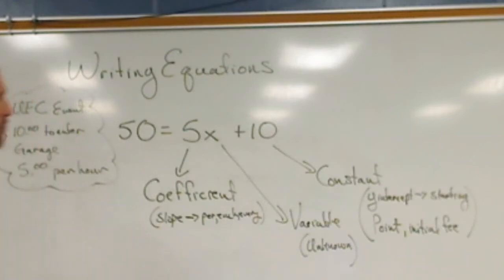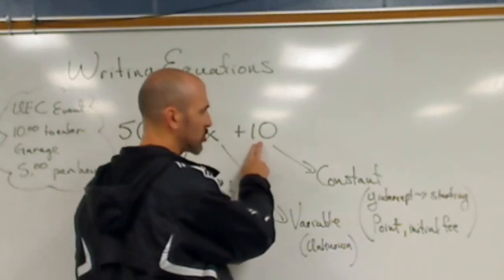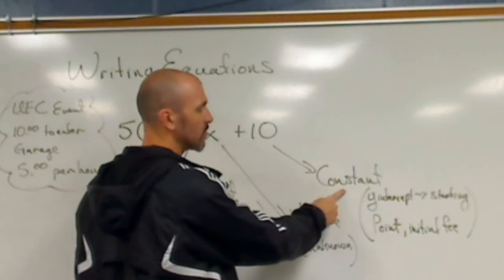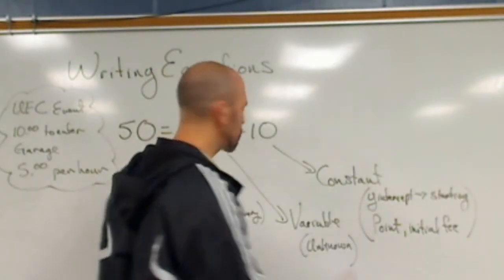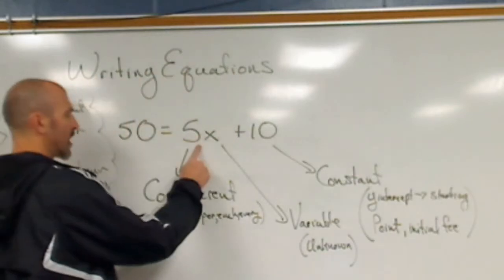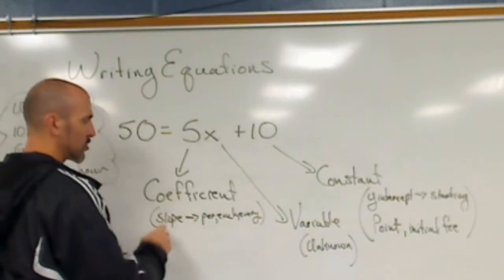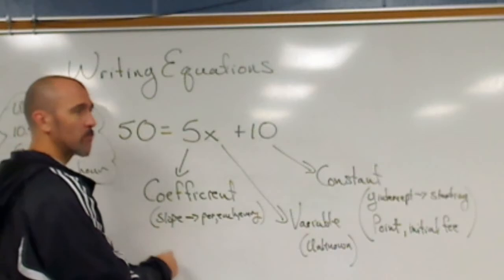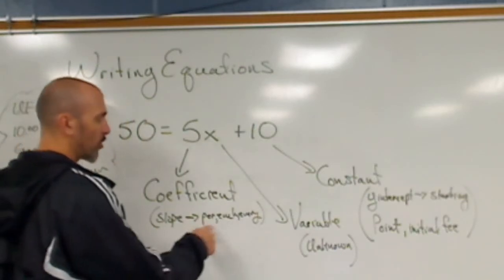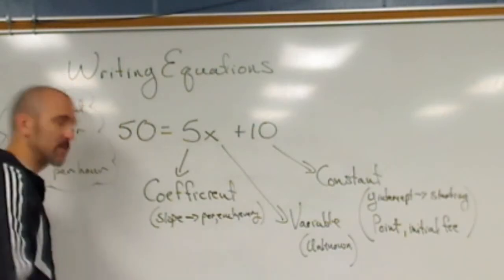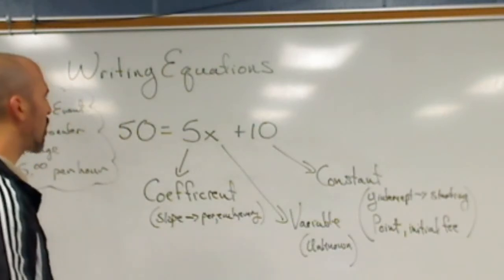So just one more time. The number that's out here by itself is your starting point. That's going to be called the constant. Later on, we'll end up calling that the y-intercept also. That's your initial fee. That's your startup point. The number that goes next to x, we call that the coefficient. That's your slope. We have keywords to help you identify the coefficient, and that's per, each, or every. Like in this case, again, we said $5 per hour.